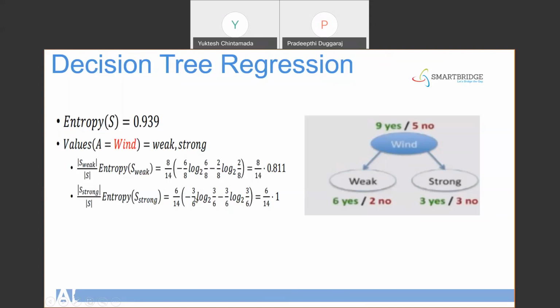And if you apply this formula, you will get a value. That's fine. Now for strong, the observations are 6. So 3 by 6, 3 yes by total number of observations, 3 no by total number of observations. This is the entropy of strong. Now, what is this 8 by 14 and 6 by 14?